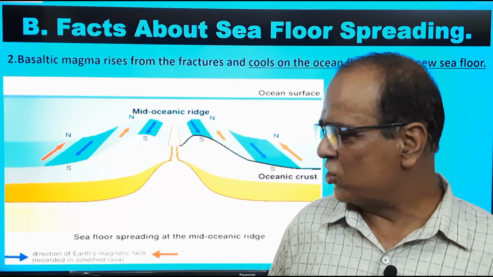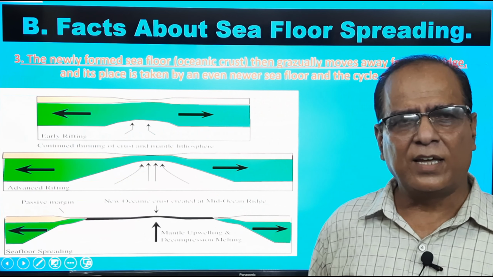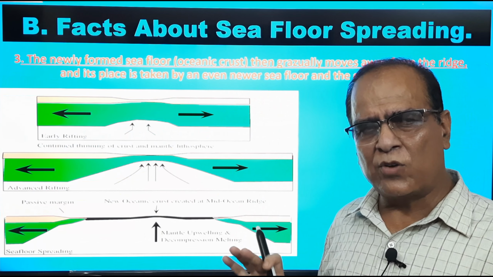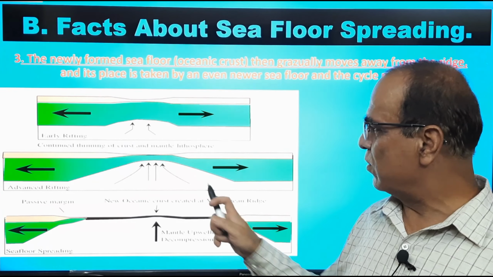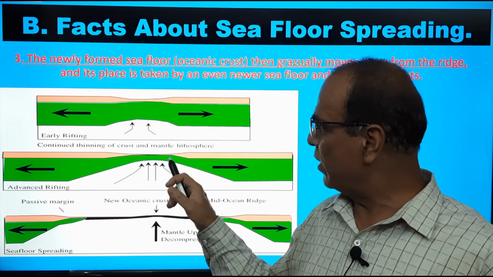Now coming to the next point, let us see in this module what we are finding, that the magmatic materials have a tendency to move up.